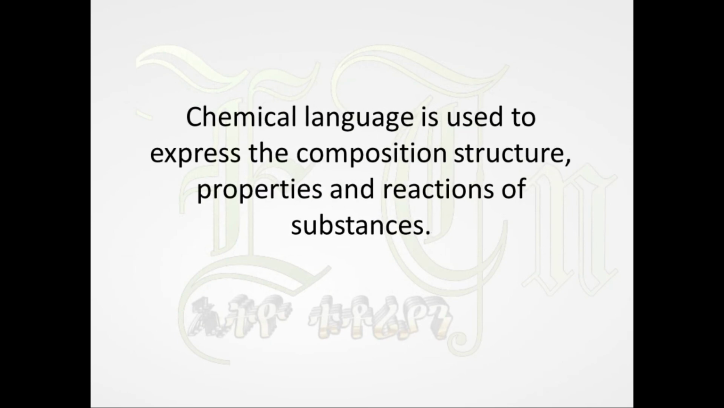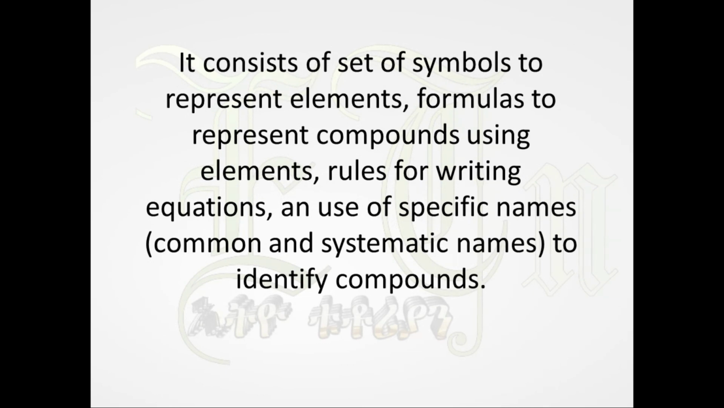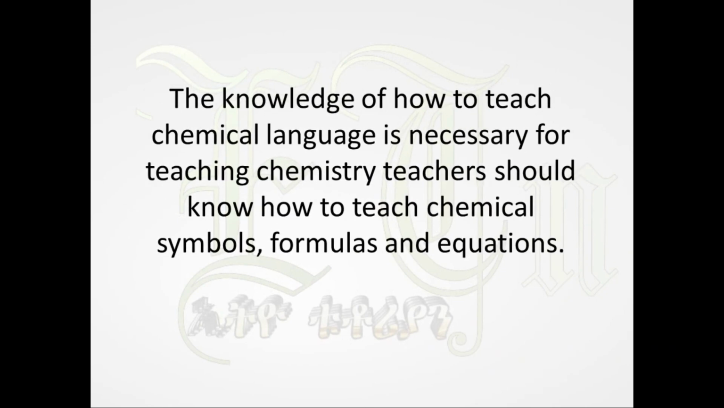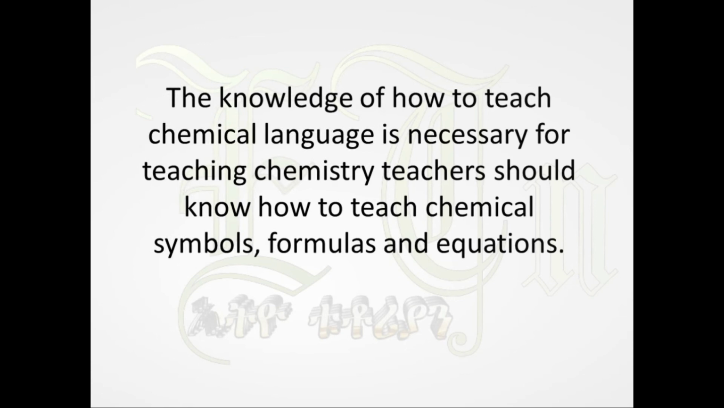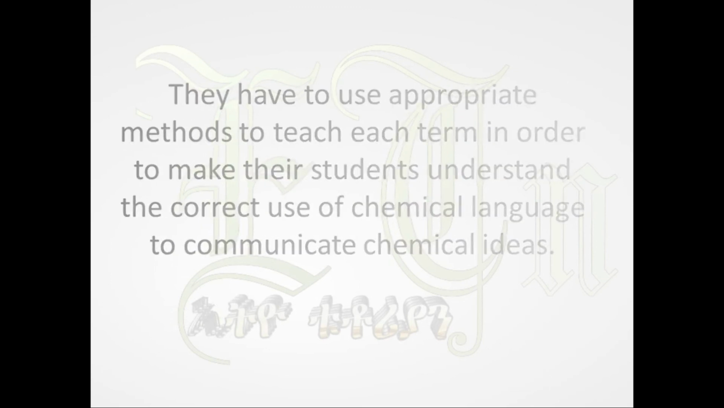Chemical language is used to express the composition, structure, properties, and reactions of substances. It consists of a set of symbols to represent elements, formulas to represent compounds using elements, rules for writing equations, and use of specific names, common and systematic names, to identify compounds. The knowledge of how to teach chemical language is necessary for teaching chemistry. Teachers should know how to teach chemical symbols, formulas, and equations. They have to use appropriate methods to teach each term in order to make their students understand the correct use of chemical language to communicate chemical ideas.